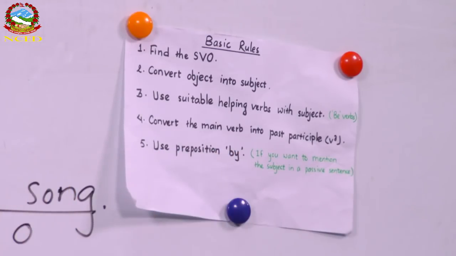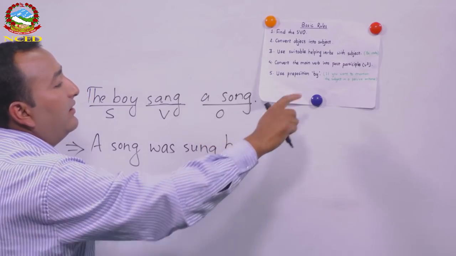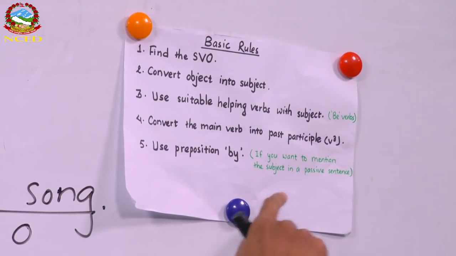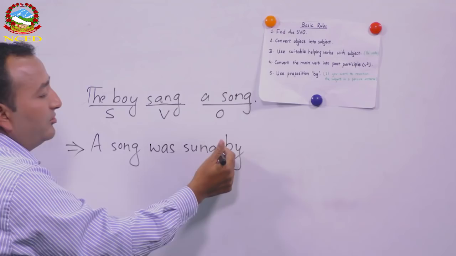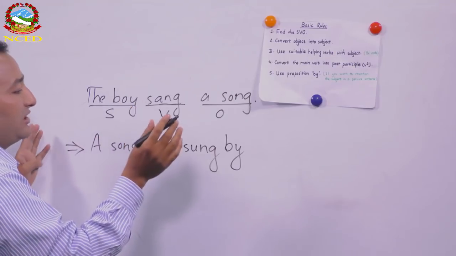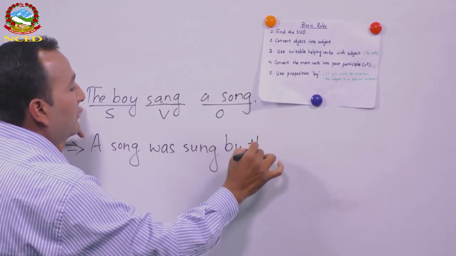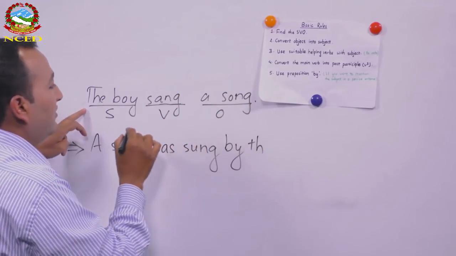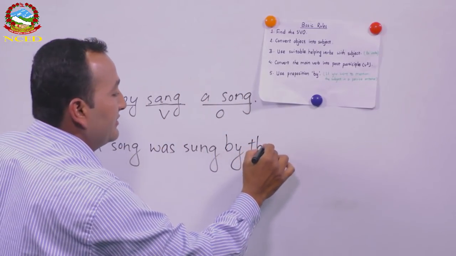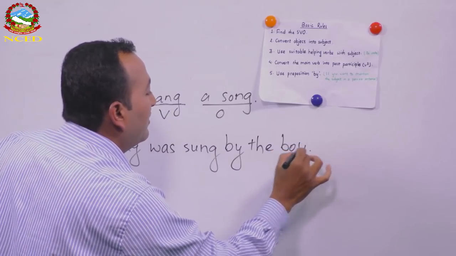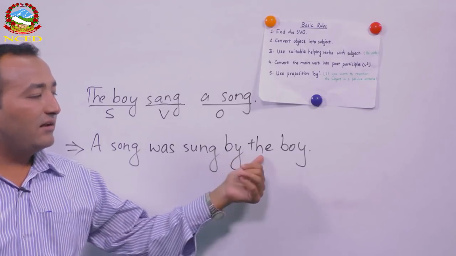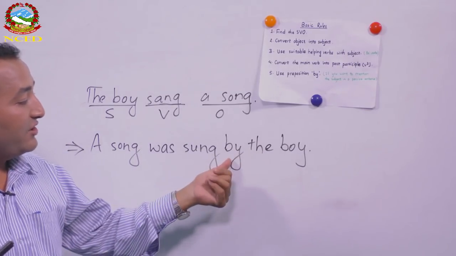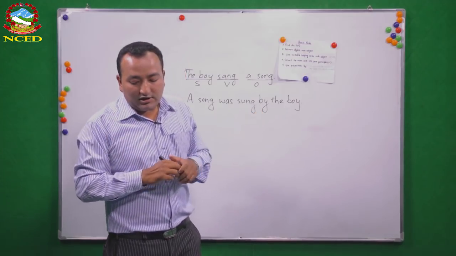Use the preposition "by". If you want to mention the subject in a passive sentence, we use "by" — though not in all cases; in some sentences we do, in some we don't. So we write "by," then the subject is written as an agent, the boy. Some people call it the object, but it's not exactly an object, it's an agent. We convert it into an agent by using the preposition "by." So this is how we change.